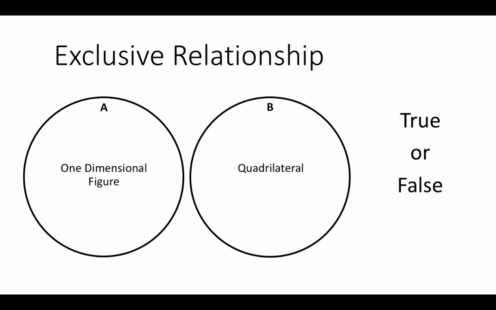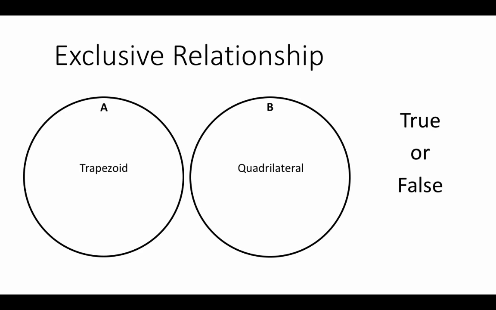How about one-dimensional figure and quadrilateral? If you are a one-dimensional figure, can you also be a quadrilateral? No, you cannot, because a quadrilateral needs two directions. Quadrilaterals live in a plane, so they cannot be one-dimensional, they must be two-dimensional. So if you are a one-dimensional figure, you are excluded from being a quadrilateral, and if you are a quadrilateral, you're excluded from being a one-dimensional figure.